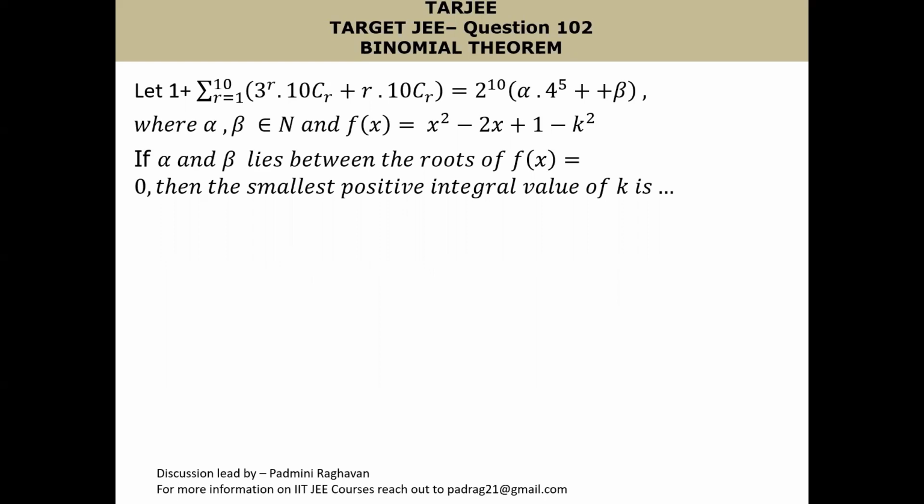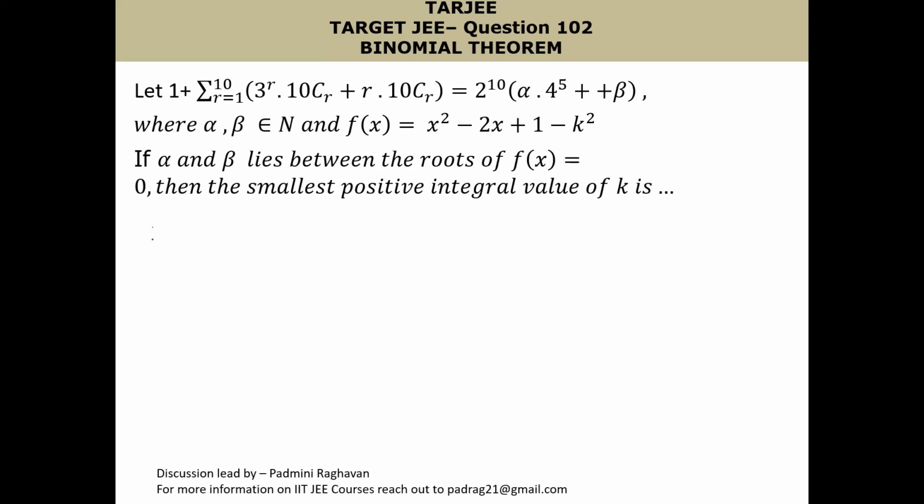So basically the question is to be looked into two parts. The first part is finding out the value of alpha and beta. Second part is using the value of alpha and beta lies between the roots of f of x is equal to 0. So let's look at the first part.